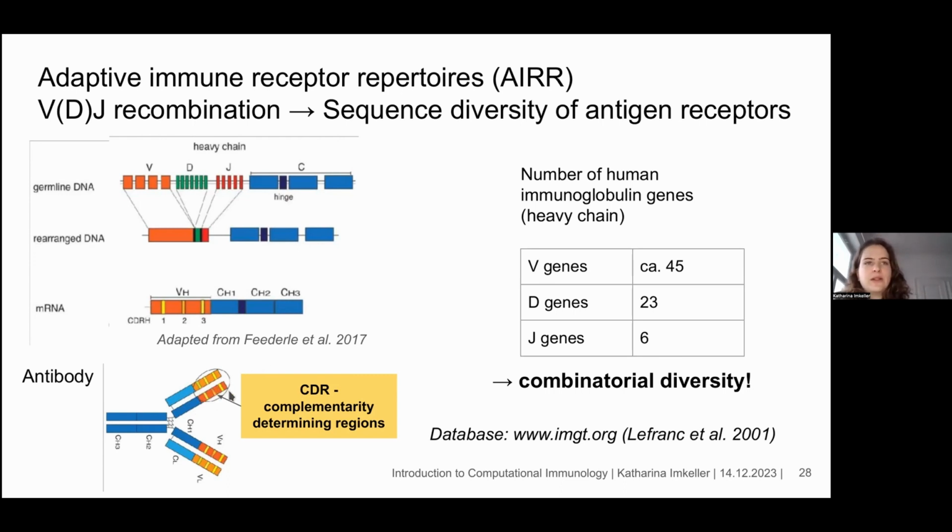And what is shown here in yellow or in brighter orange are the CDRs, the complementarity determining regions. And these are the regions that are typically binding to the antigen.